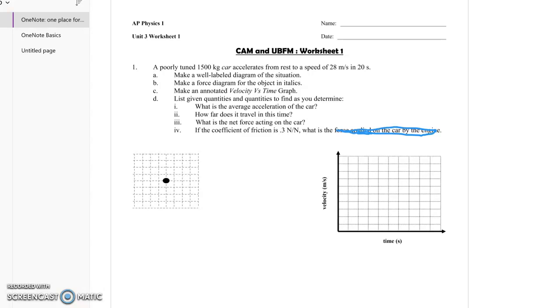Okay, so we're going to say, what is the drag force? Drag force. Okay, and we're going to say that this car accelerates from rest to 28 meters per second through the air.